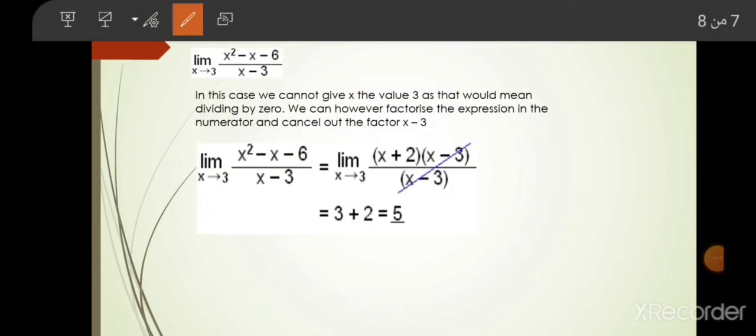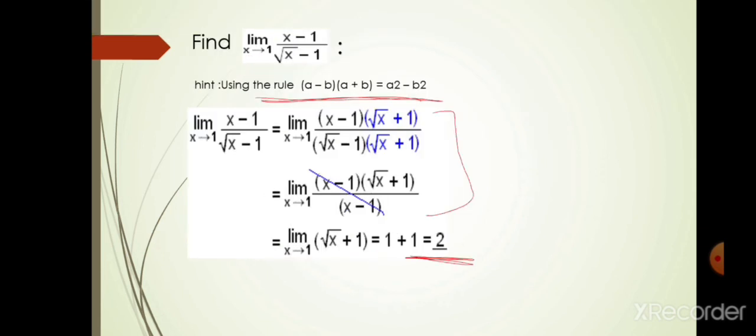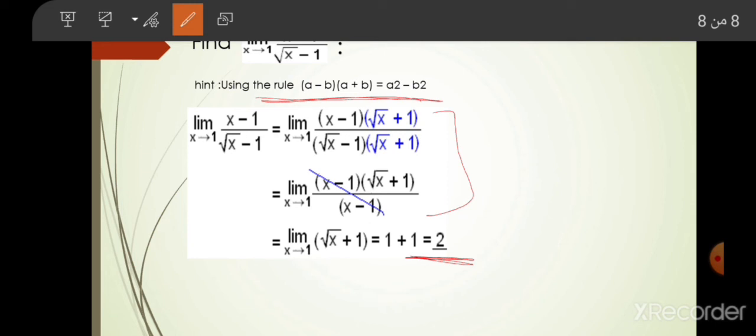Here we're going to solve the equation when x gets close to 3. When we solve it, it's going to equal 0 over 0. So in this case we cannot give x the value of 3. We're going to solve this equation mathematically. The limit is going to be 5. And here is the same. We should solve it using this rule. After solving the equation, the limit is going to be 2.